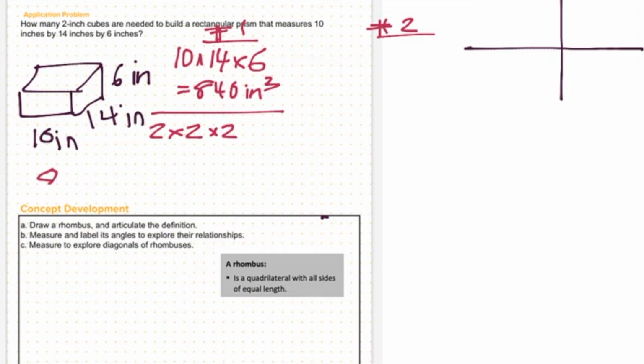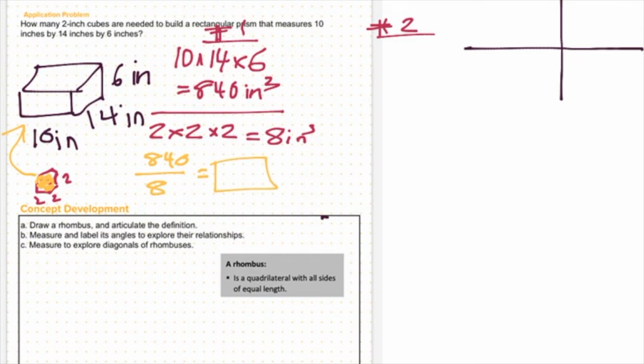It wants to know if little cubes were filling up the whole thing and they were all 2 by 2 by 2. Well, that right there gives me 8 inches cubed. So if I'm trying to figure out how many with a volume of 8 inches cubed, which is this whole inside here, how many of those can fit inside? So I'm going to take it and say, well, 840 divided by 8. Tell me what you get. Tell me how many 2-inch cubes are needed.